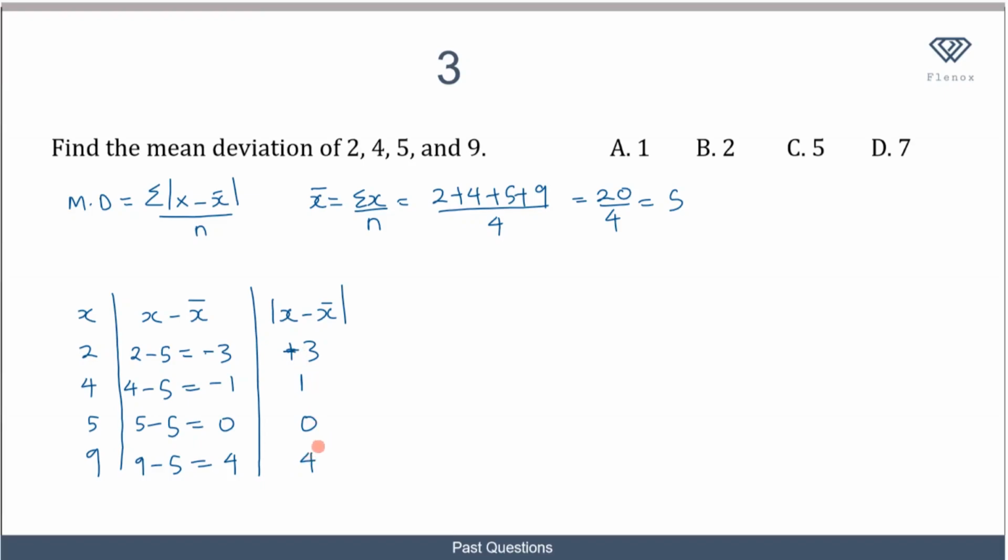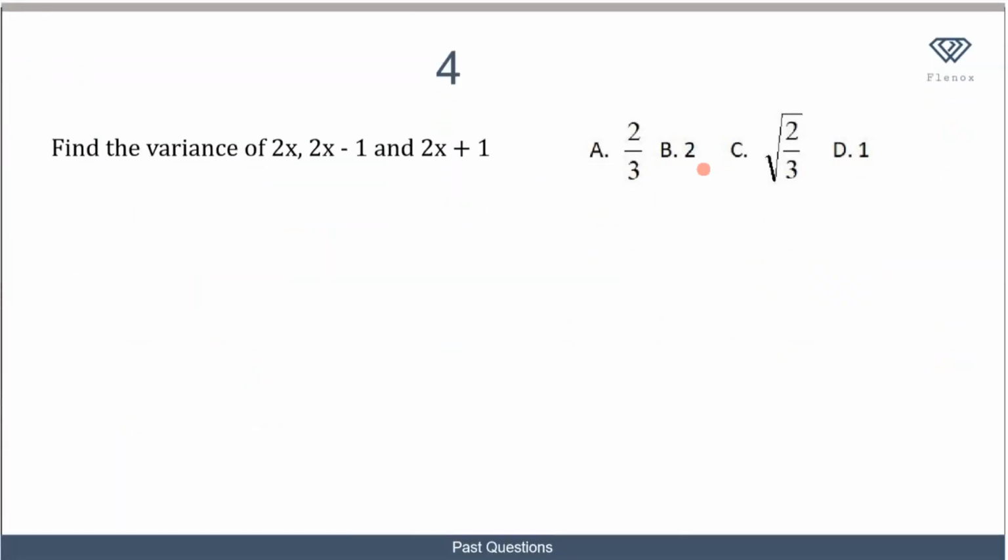So what do I do next? I find the sum, as you can see here, summation of all these values. So 4 plus 3 plus 1 gives me 8. So now I can find my mean deviation. So my mean deviation is equal to the summation of |x minus x bar|, which is 8, over the total number in my distribution, which is 4. So it's 8 over 4, and that is equal to 2. So the correct option to this question is B, which is 2.